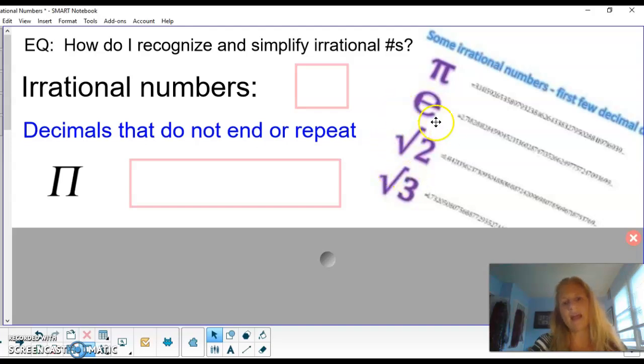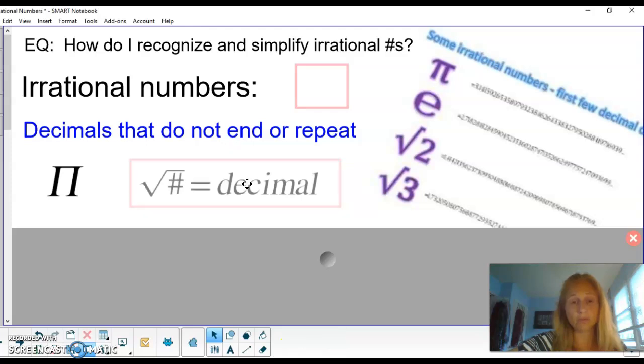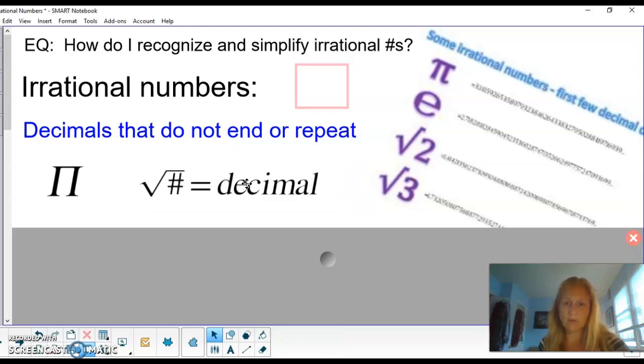And then we have these radical symbols. Are all radical symbols irrational? No, because think about the square root of 9. The square root of 9 is 3. Is 3 a decimal that does not end or does not repeat? No. So it's not all square roots. It's square roots or cube roots that, when you put them in a calculator, are equal to a decimal. So you have to actually evaluate them in a calculator if you don't know it off the top of your head.